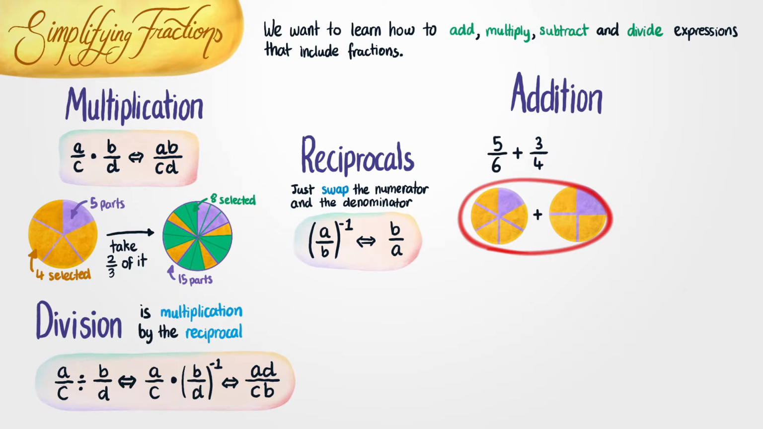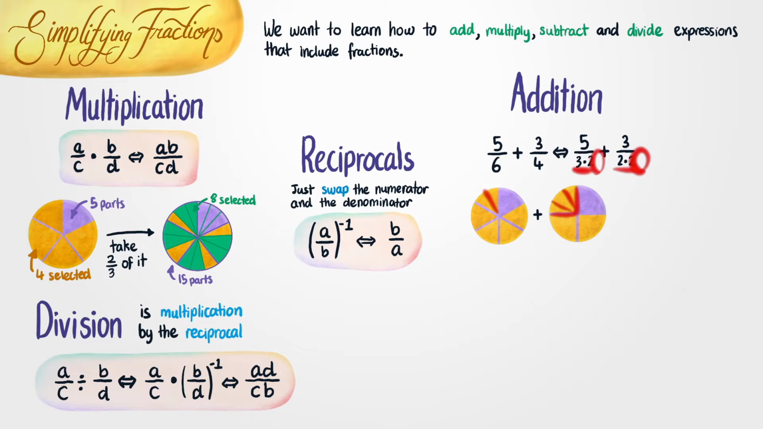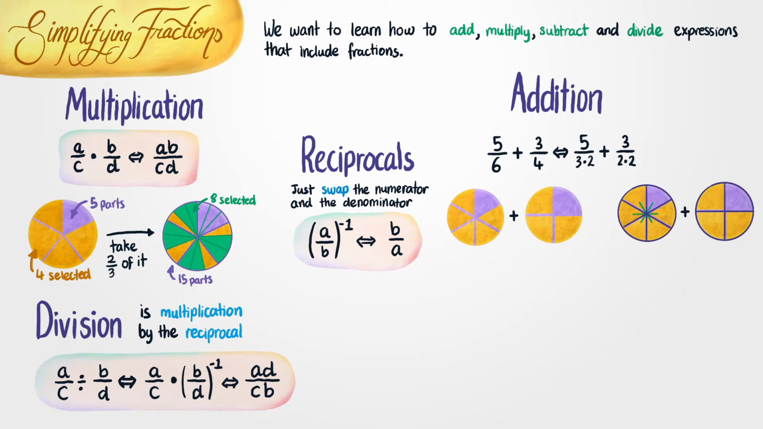Now to do that, I want you to realize that 6 is the same thing as 3 times 2, and 4 is the exact same thing as 2 times 2. So if we look at the denominators of both of these, we notice that this one over here is missing a 3, and this one over here is missing a 2. So here's what we can do. If we break these sixths in half, and we break these quarters into 3 parts, I want you to notice that we're going to have exactly the same number of parts in both of these pictures. Okay, so now if you look carefully, both of these have the exact same number of parts.